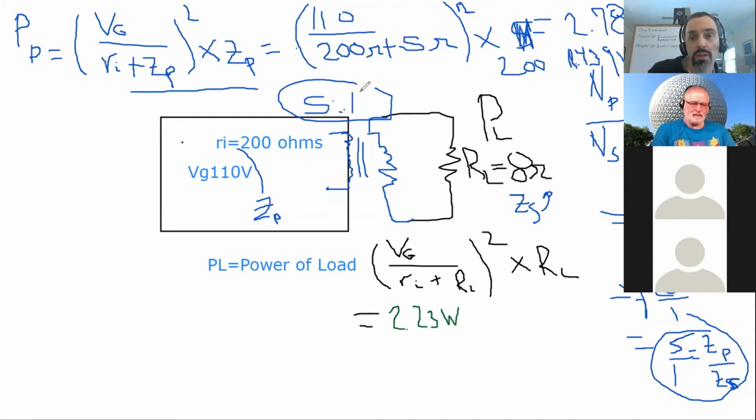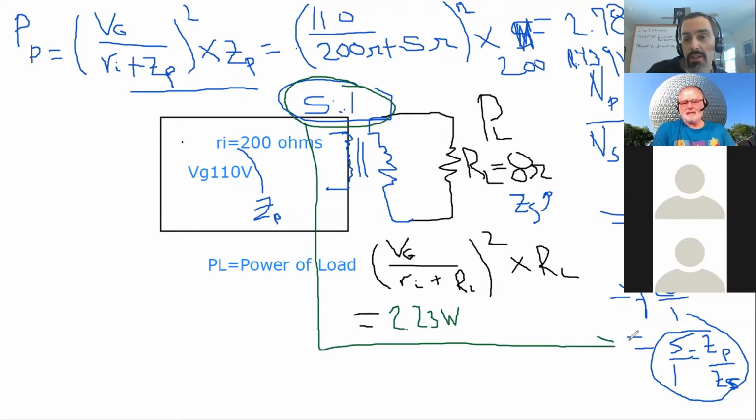So I'm guessing that's what we did right there. The ZP and the ZS have to be where you use these guys right here. That's where I made mistakes. This is supposed to be 200. So the NP and NS is 5:1. Yes. And the ZP and ZS is 200 to 8. Yeah, that's supposed to be 8. I made a mistake. I was using the turns ratio. My mistake.